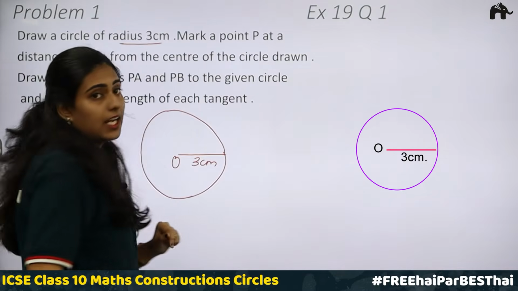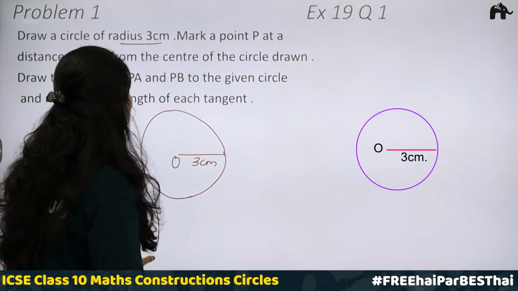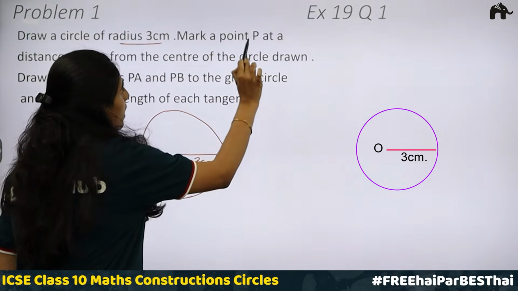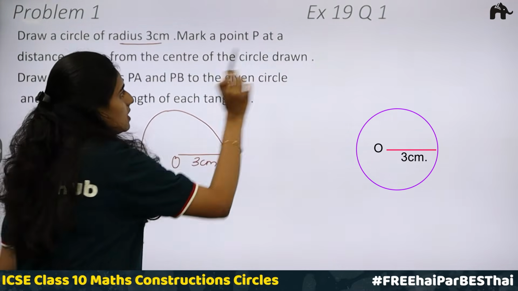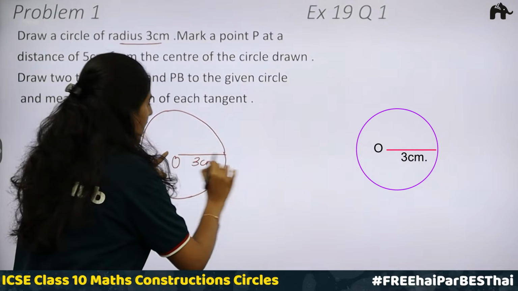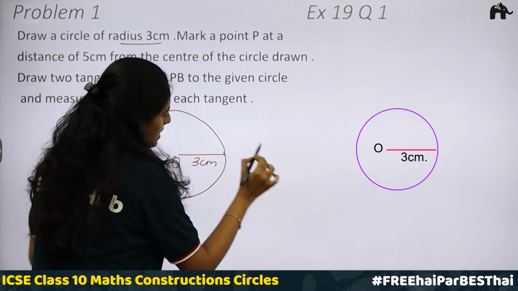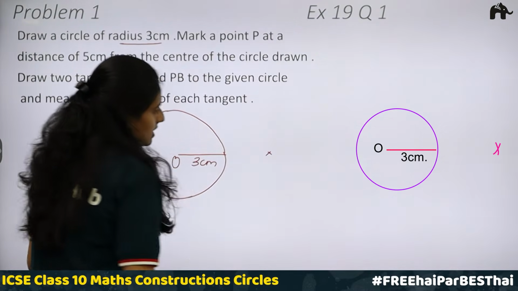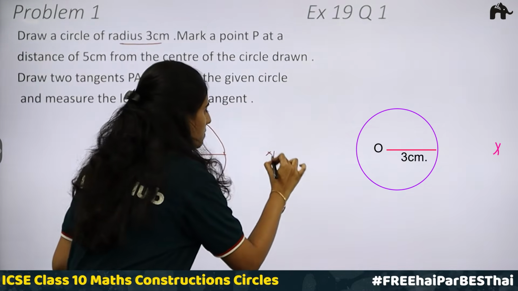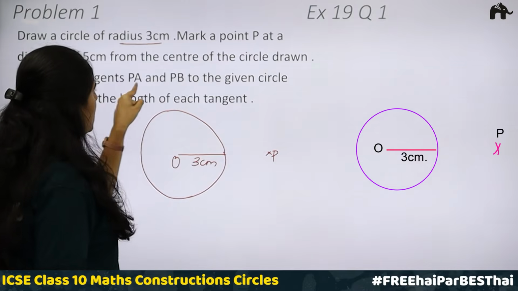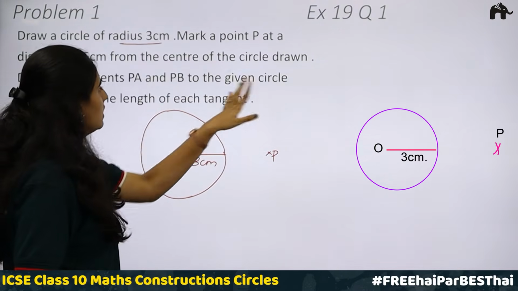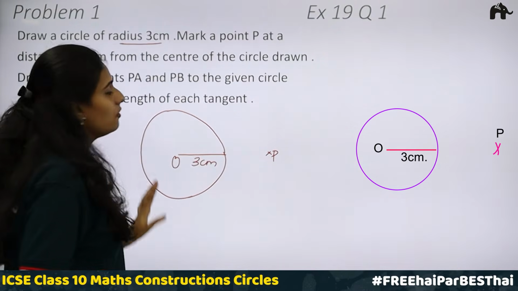of radius 3 cm. Now we have to mark a point P at a distance of 5 cm from the center of the circle drawn. Okay, at 5 cm distance. Here we have 3 cm. This is my 5 cm distance. I am marking a point P. Okay. Now draw two tangents PA and PB to the given circle and measure the length of each tangent.